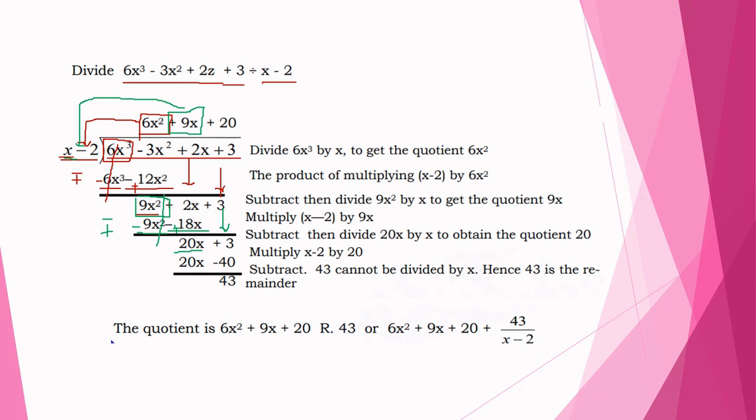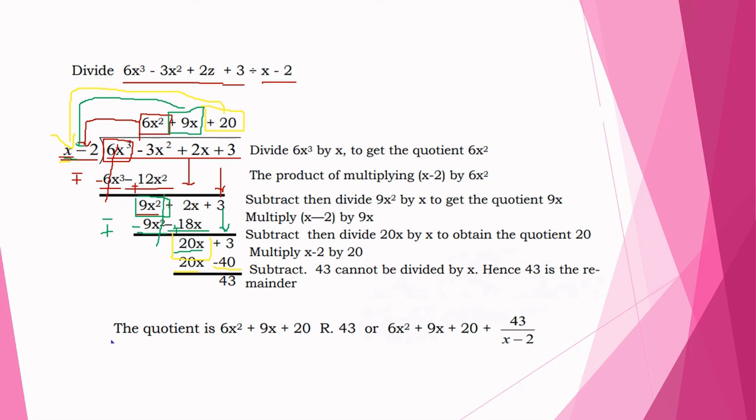Okay, next, let us now divide 20x by the first term of the divisor x. So, 20x divided by x is positive 20. Multiply. Positive 20 times x minus 2. So, positive 20 times x is 20x. Positive 20 times negative 2 is negative 40.